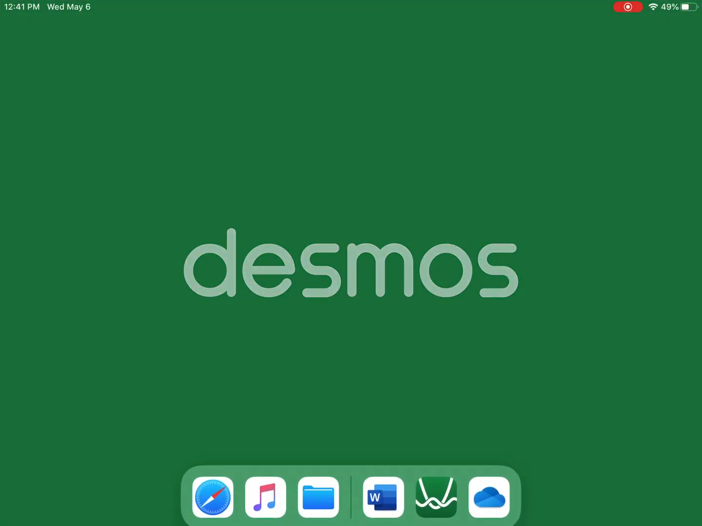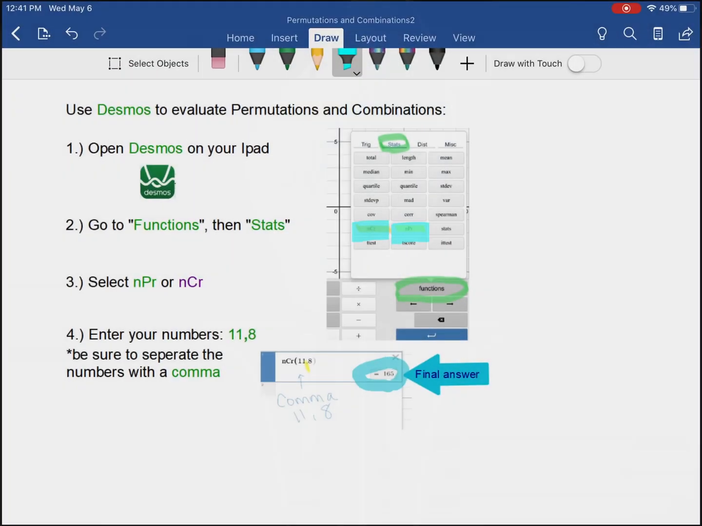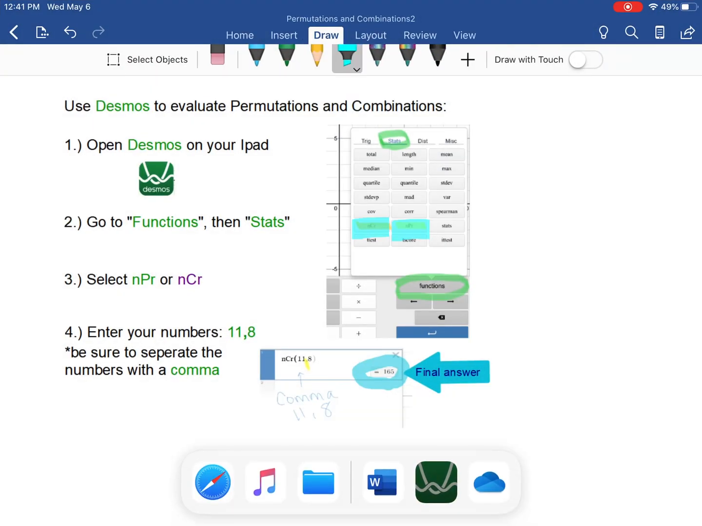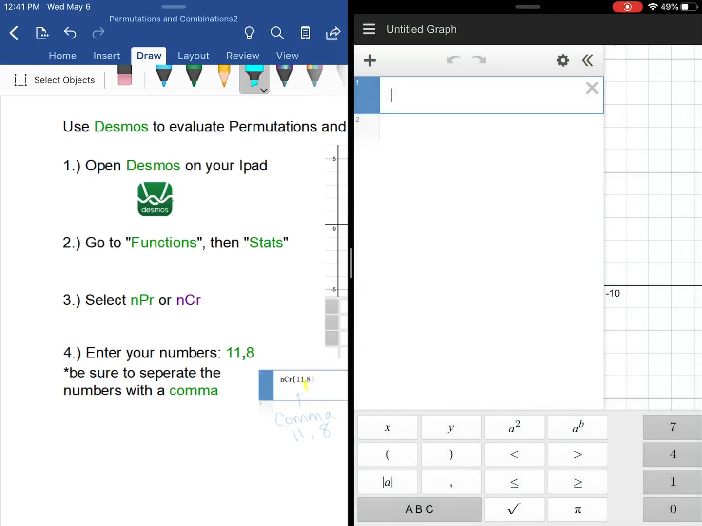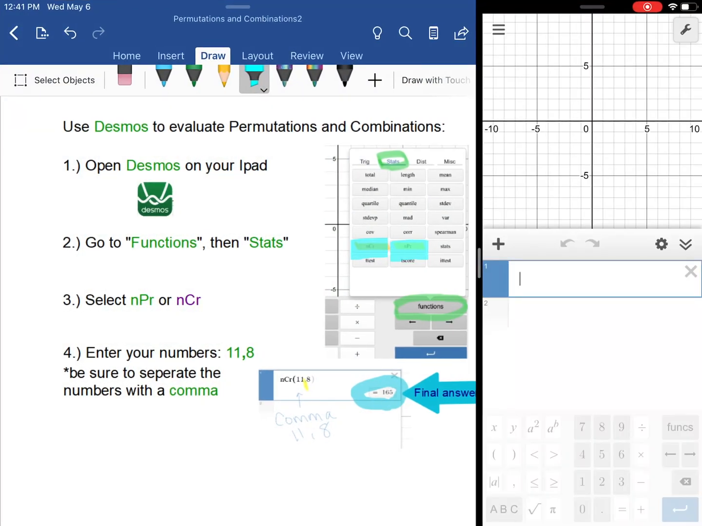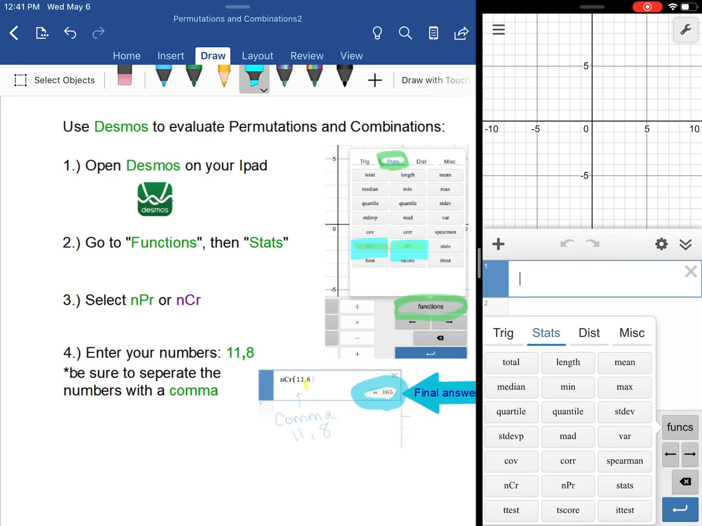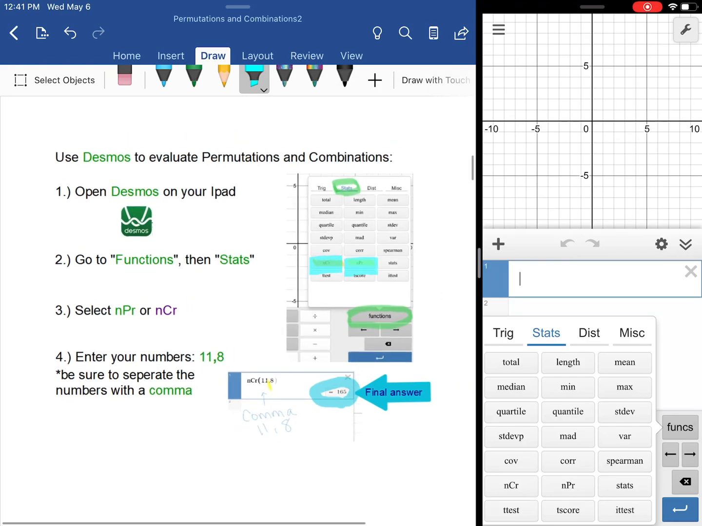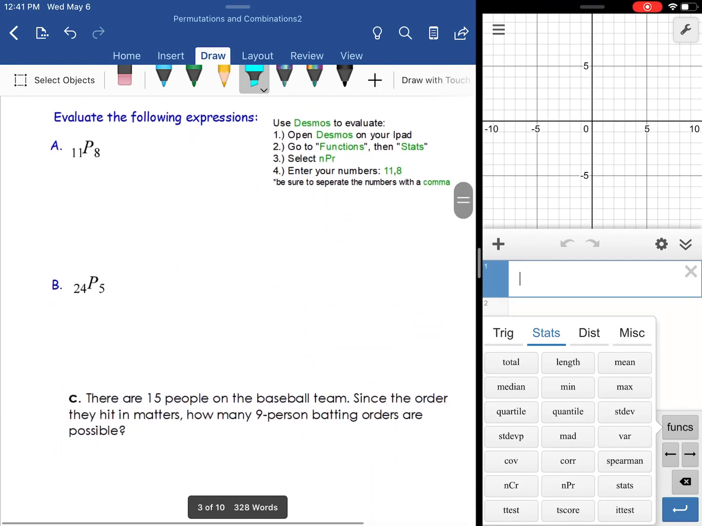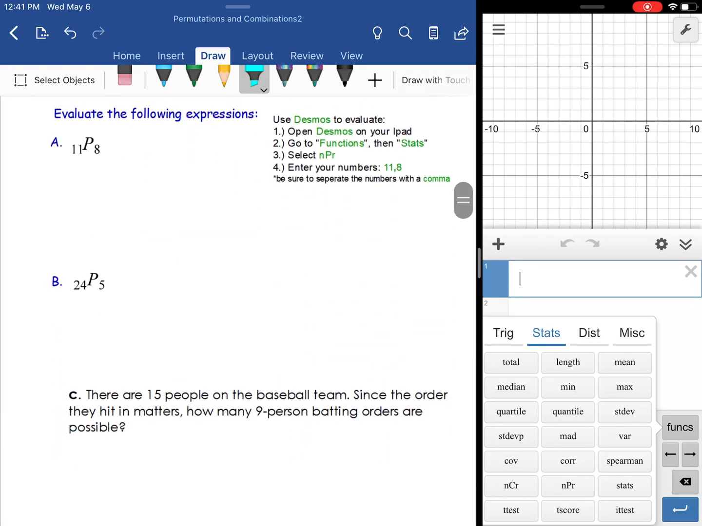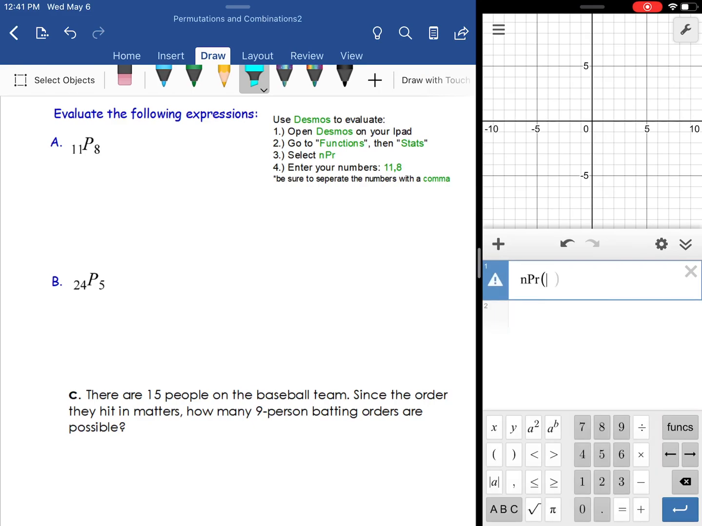So I'm going to open my Desmos here, and then I'm going to split my screen with my calculator in my document. All right, here we go. Then when I type on it, notice I have my functions, FUNCS. I go to stats, and then towards the bottom is that NCR and NPR. So we're going to practice with permutation. P for permutation. So here's my NPR.